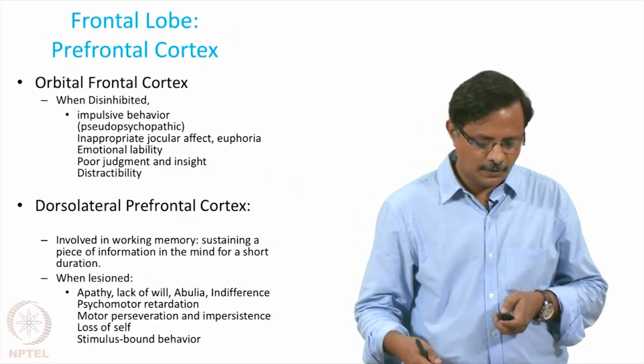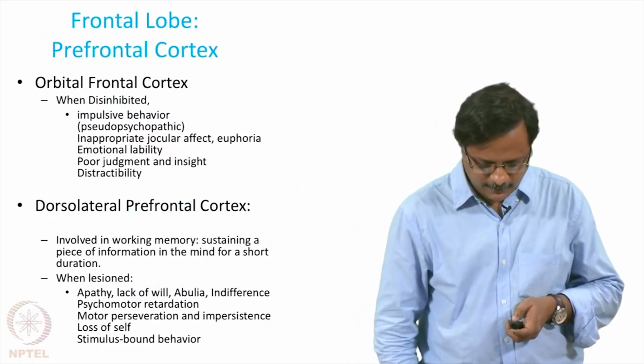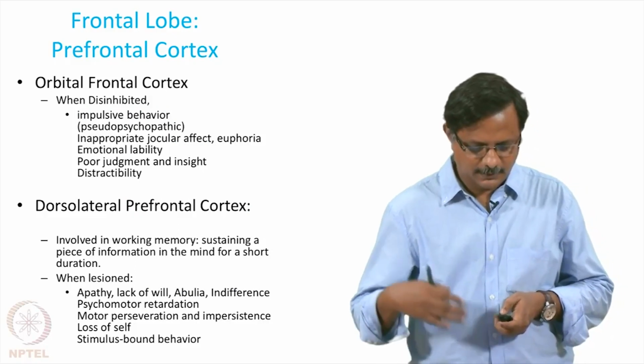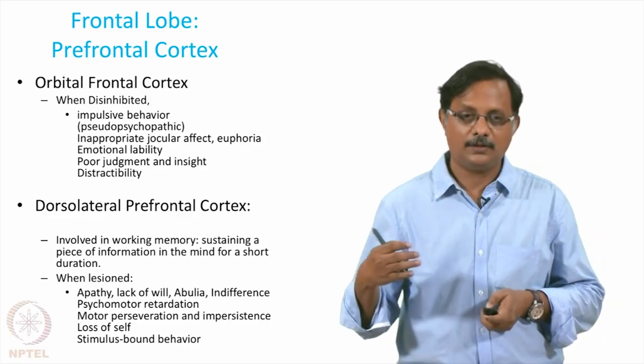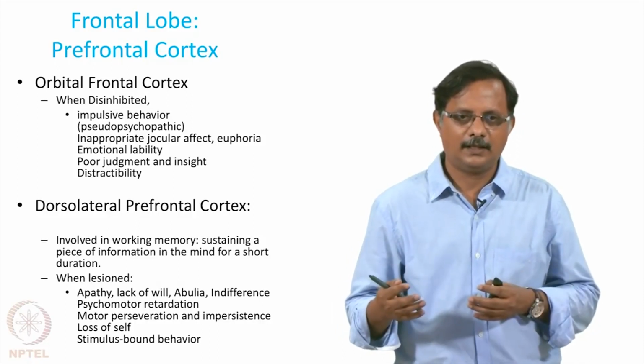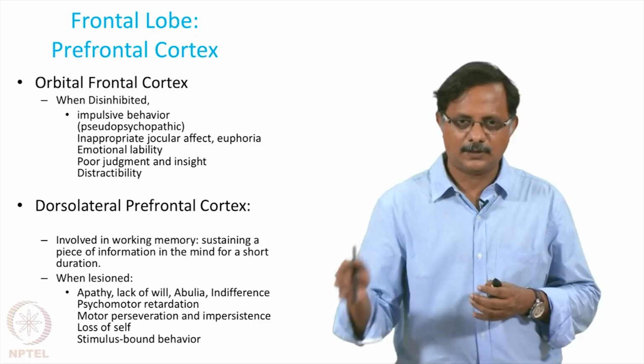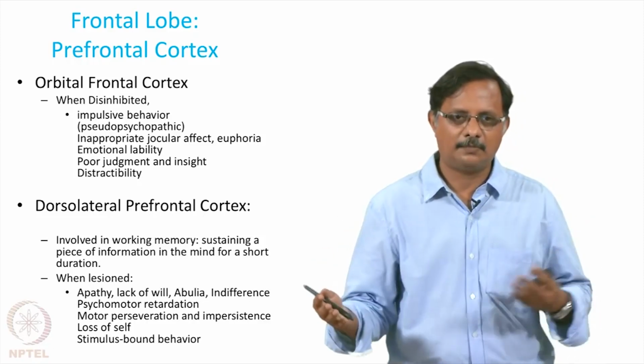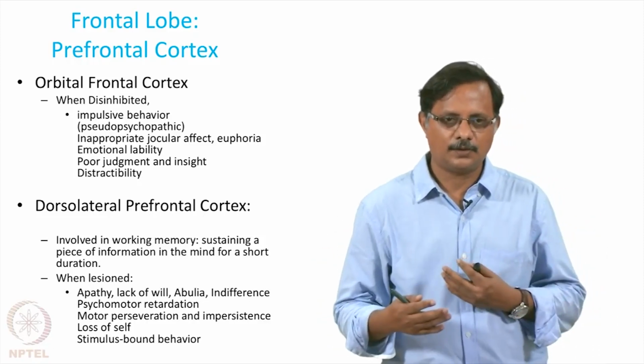There is the orbitofrontal cortex, which when disinhibited produces impulsive behavior. Their emotions are constantly shifting and fluctuating, they have poor judgment about what is right and what is wrong, they are quickly distracted in their plans and keep changing their plans, and so on and so forth.